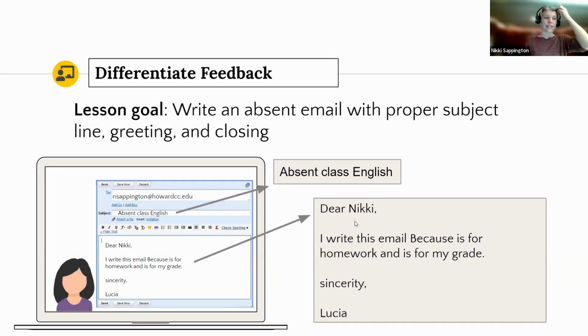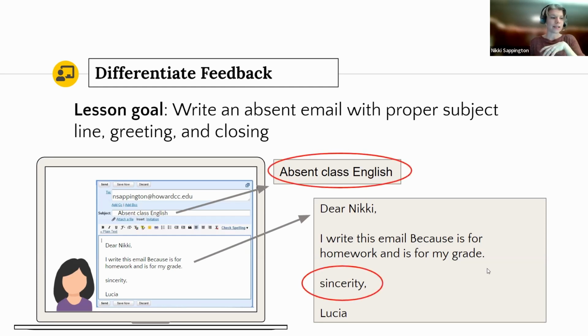And feedback does not just need to pertain to the technical aspects of digital literacy, right? So in this example, the lesson goal was on how to correctly format an absent email, specifically with a proper subject line, a proper greeting, and a proper closing. So this real life example came from a student that was not comfortable at all with computers. So first off, you can congratulate her for successfully sending an email at all, which I did. And then focus on the lesson goal and give feedback on that subject line and that closing.